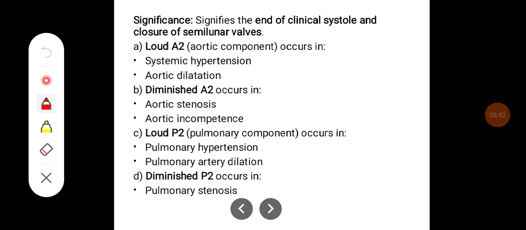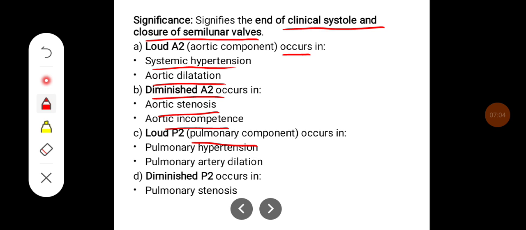The second heart sound signifies the end of the clinical systole and closure of semilunar valves. The loud A2, the aortic component, occurs with systemic hypertension and aortic dilatation. Diminished A2 occurs in aortic stenosis and aortic incompetence. And loud P2, that is the pulmonary component, occurs in pulmonary hypertension and pulmonary artery dilatation, whereas diminished P2 occurs in pulmonary stenosis.